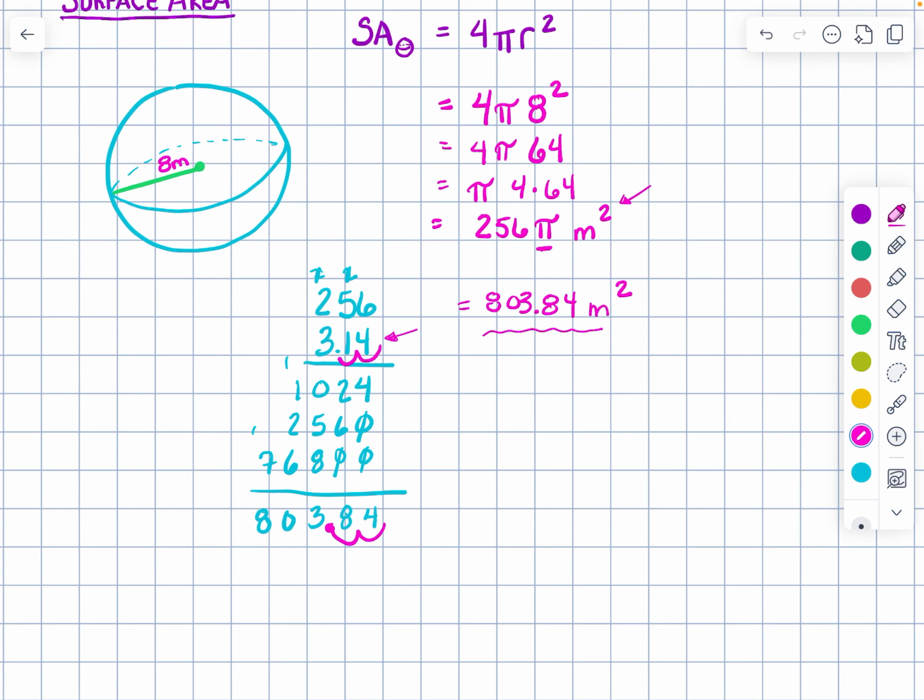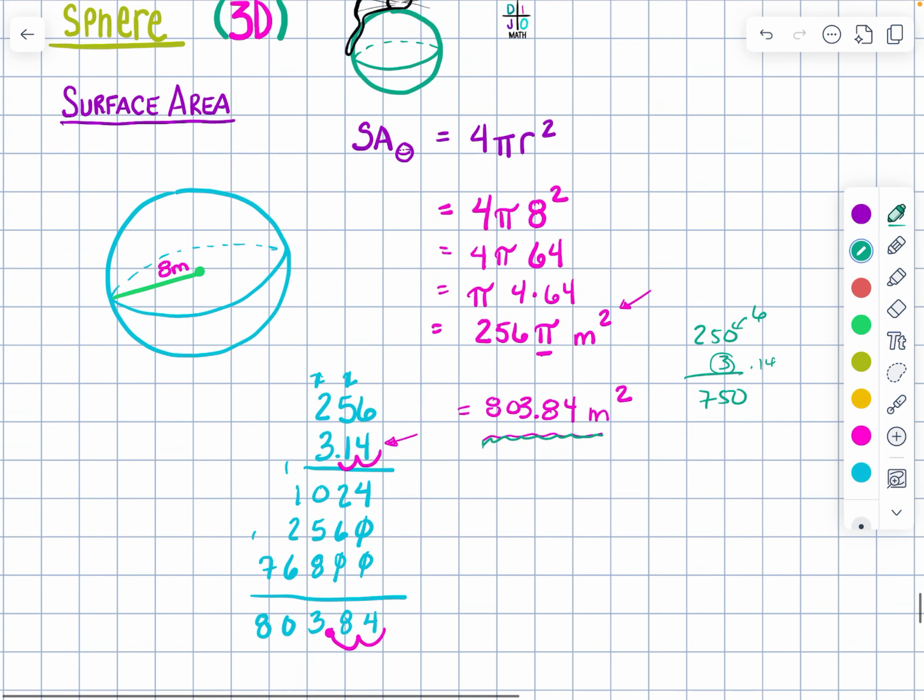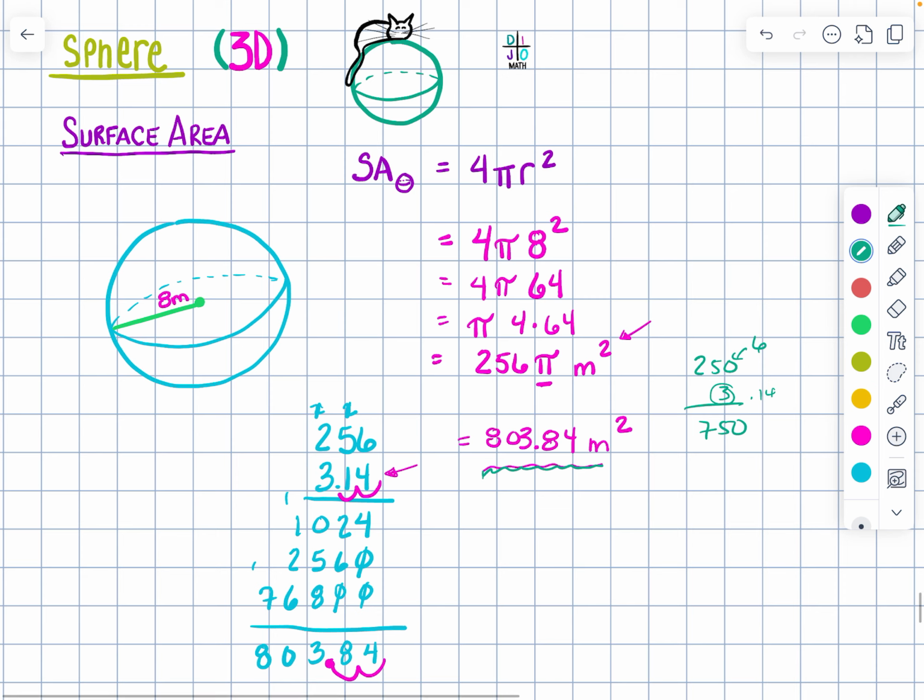Okay, and one of the things I like to do is just to check to see if the answer makes sense. So 256 times pi, if I just guess, okay, pi is roughly 3, and I'm going to make 256 250, and 3 times 250 is 750. And this makes sense to me. This is in the ballpark. It'll be a little higher because I did 250 instead of 256, and I did 3 instead of 3.14. So anyway, that's kind of how I check my work, just to make sure that I'm in the right ballpark.